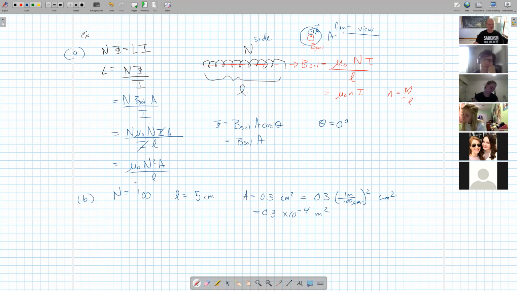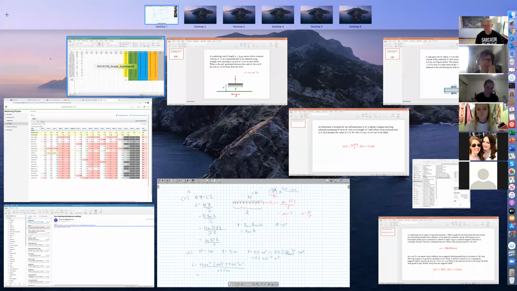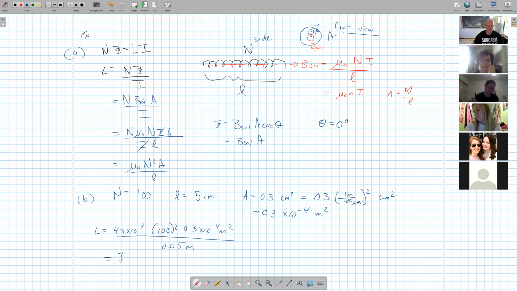Right? So good. So using this value, we get L then is equal to mu naught, where mu naught is 4 times pi times 10 to the minus 7, times N, which is 100 squared, times area, which is 0.3 times 10 to the minus 4 meters squared, divided by L, which is 0.05 meters. So plug in all those numbers, we find this works out to be about 7.5 microhenries. So this is our value of our self-inductance, or just inductance.